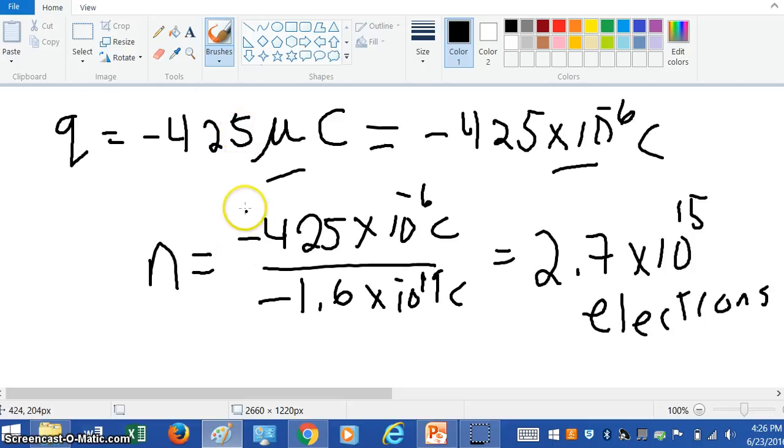All right, so I put this in my calculator. Notice, of course, these negatives cancel. You always get a positive whole number, so I've rounded this to 2.7. It's like 2.65 or something like that. But 2.7 times 10 to the 15th electrons. They are electrons because the original charge Q was negative. Only electrons can make up a negative charge.